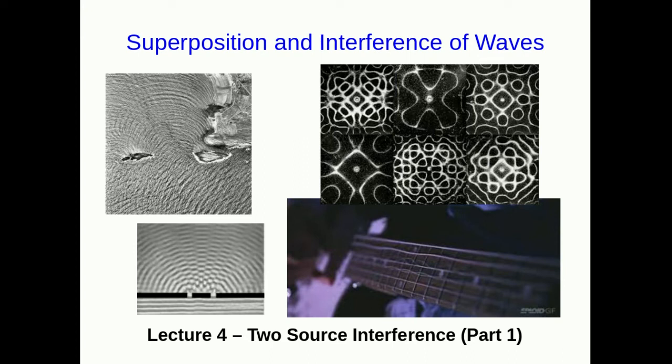Hello, and welcome to Lecture 4 of Superposition and Interference in Phys 1201. And this is the first in a series of 2 lectures about two-source interference. And it turns out that two-source interference is one of the most important experimental ideas in physics, as we'll see at the very end of next lecture.